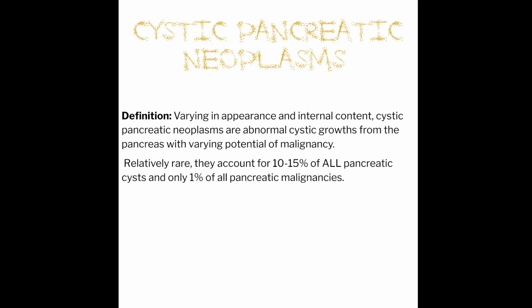Now, cystic pancreatic neoplasms are actually very, very rare. If they occur, they really only account for about 10 to 15% of all cysts that appear on the pancreas. So they are very rare, and they do all have varying potential to become malignant. If they do become malignant, they only account for 1% of all pancreatic malignancies. So not only are they rare to see, it is even rarer for them to turn into cancers. But we want to make sure that we are reviewing them as they are visible by ultrasound and a potential diagnosis for our patients.